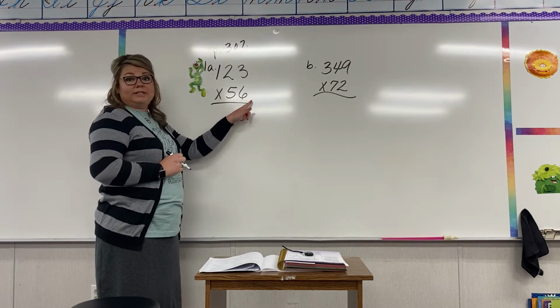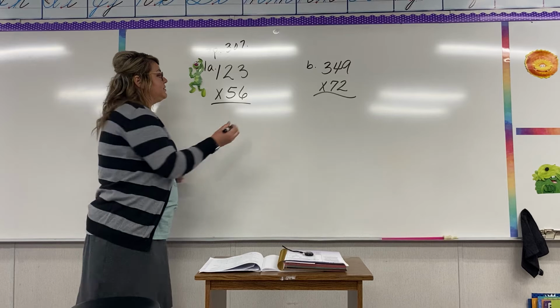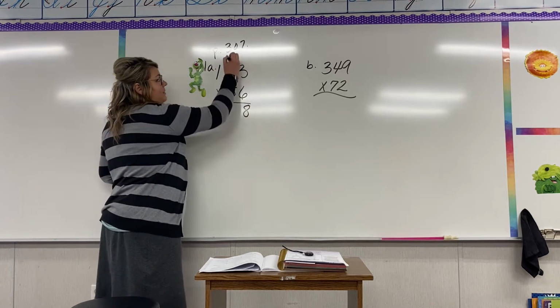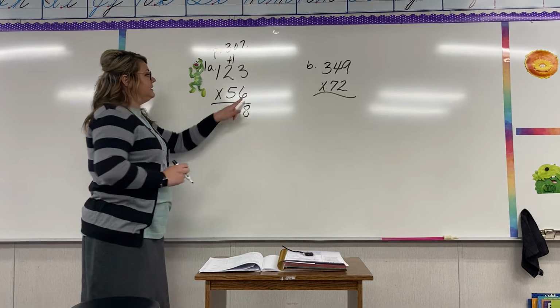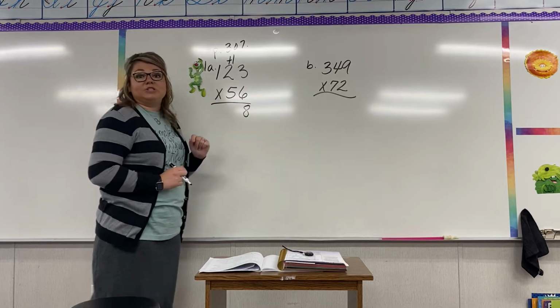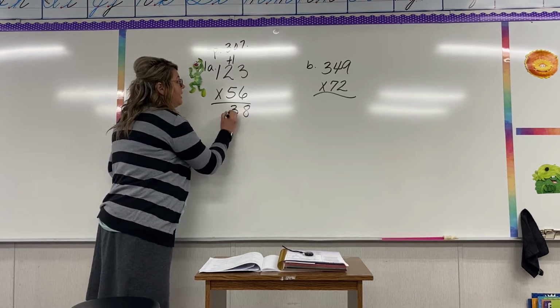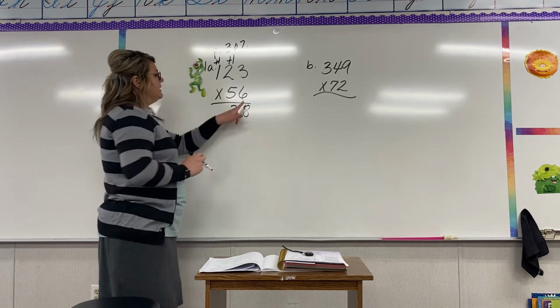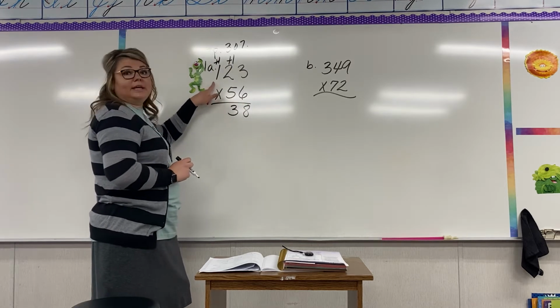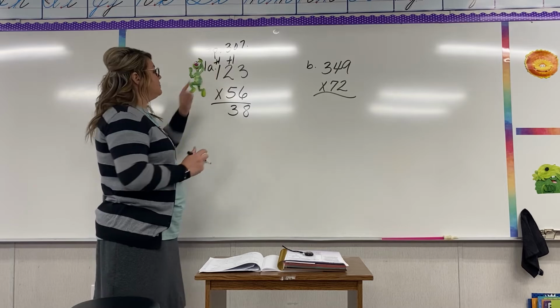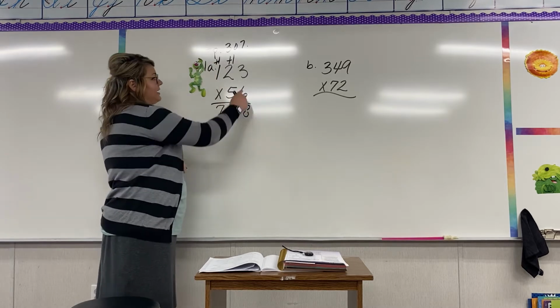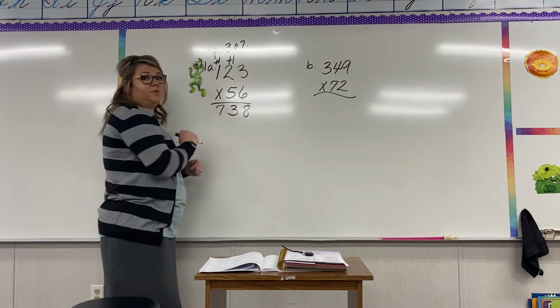First of all, we start with our ones place. So we're gonna say 6 times 3, which is 18. Put down my 8, carry my 1. 6 times 2 is 12, plus 1 is 13. So remember, I put down my 3, carry my 1. 6 times 1 is 6, plus 1 is 7. So if you've noticed, I've just multiplied all the way across.